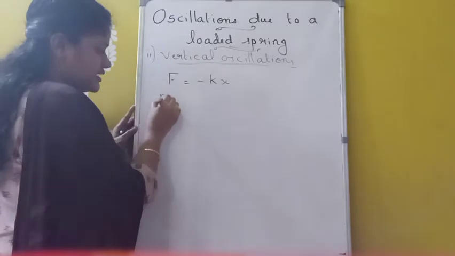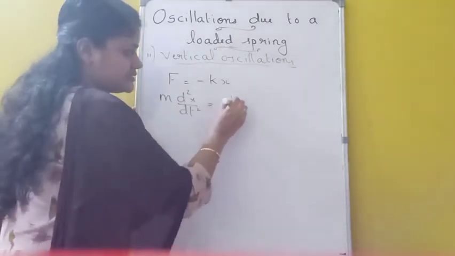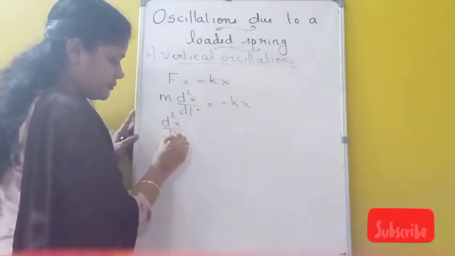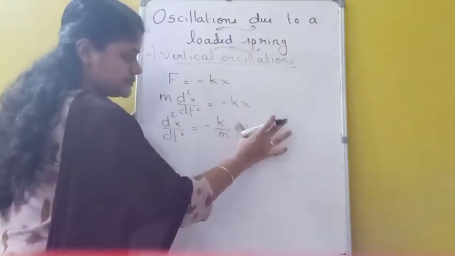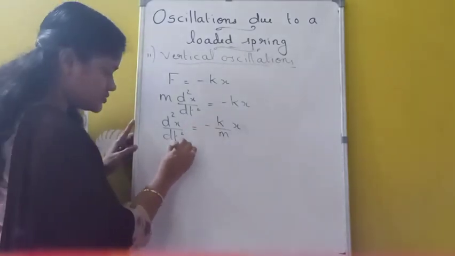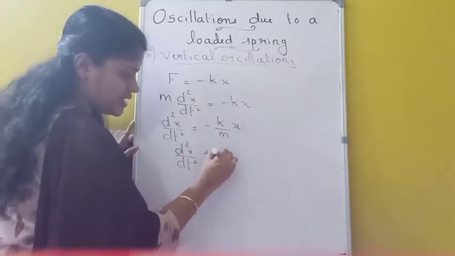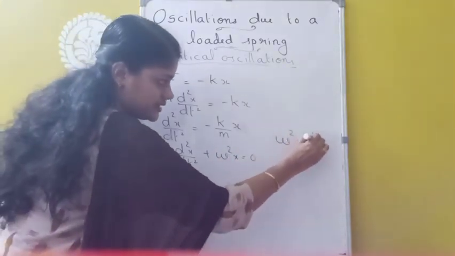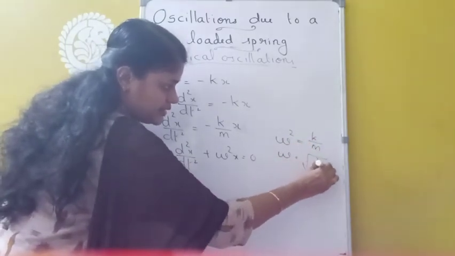So instead of F we can write m into d square x by dt square equals minus k into x, or we can write d square x by dt square equals minus k by m into x. Instead of k by m, we can write omega square. So d square x by dt square plus omega square x is equal to 0. Here omega square is equal to k by m, or we can write omega equals root of k by m.